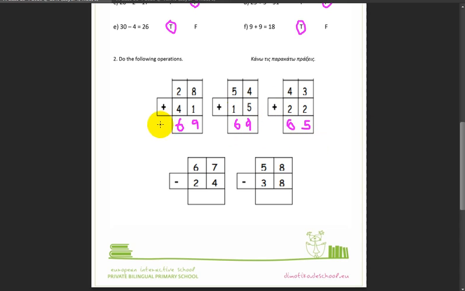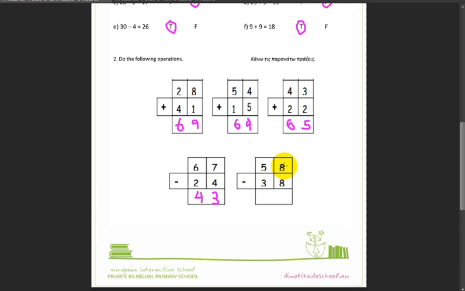So that's all the additions done. Next, let's do the subtractions. Here we have 67 minus 24. I'm going to say 7 minus 4 makes 3. And then 6 minus 2 makes 4. 43.